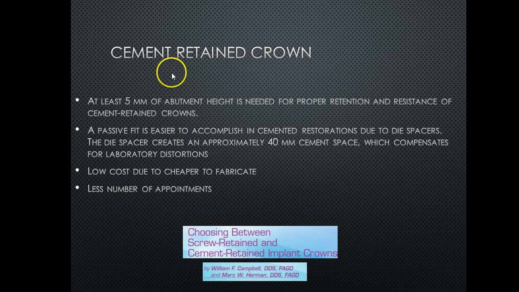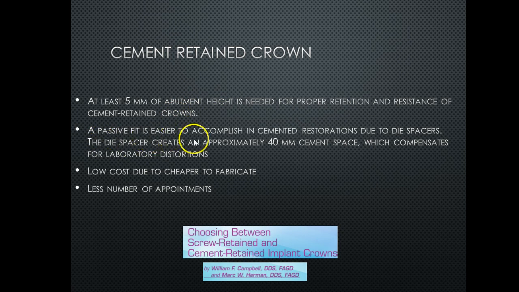So when are we looking to have a cement retain crown? At least 5 millimeters of abutment height is needed for proper retention and resistance of a cement retained crown, which makes sense. You need enough surface area to be able to have some type of retention and resistance. So that's one of the requirements. If it's below 5, then we would recommend going the screw route. But if you can get at least 5 millimeters or more, you should be able to have a cement retained crown.